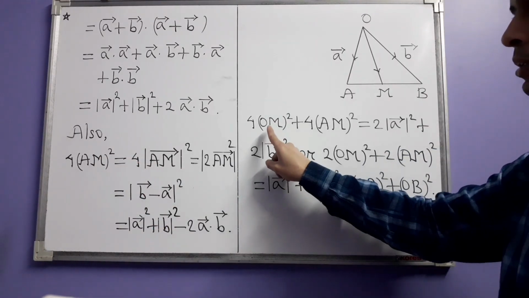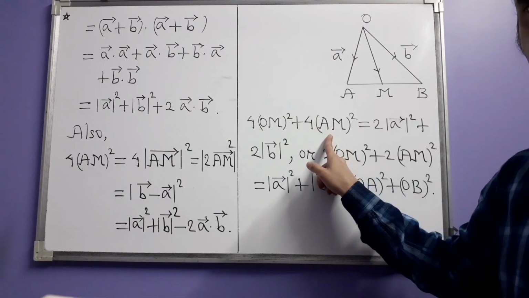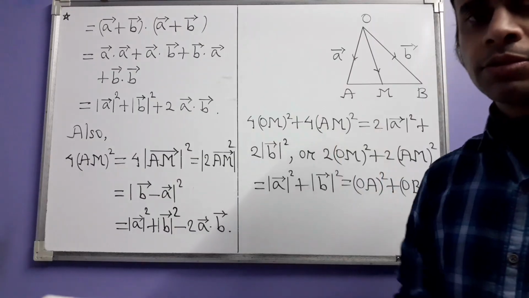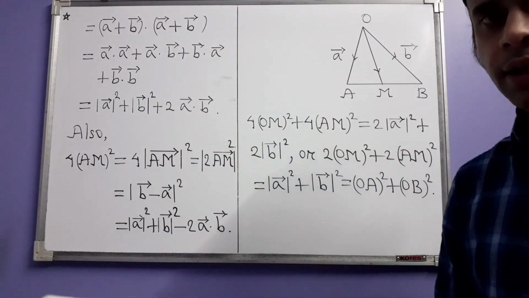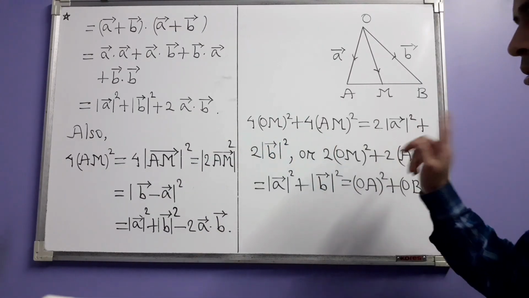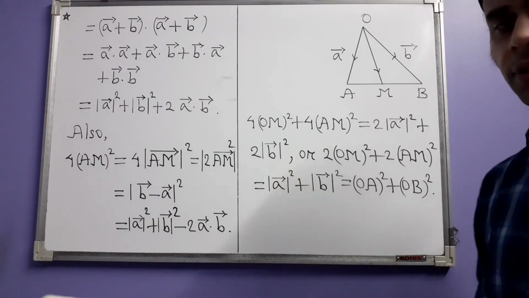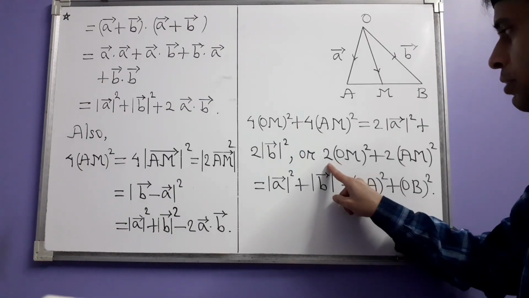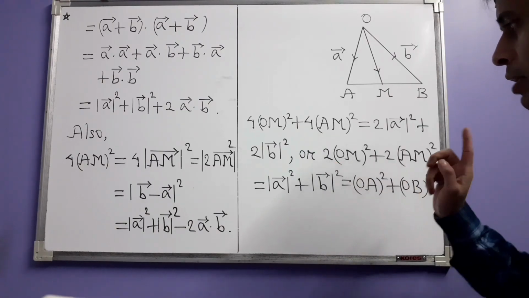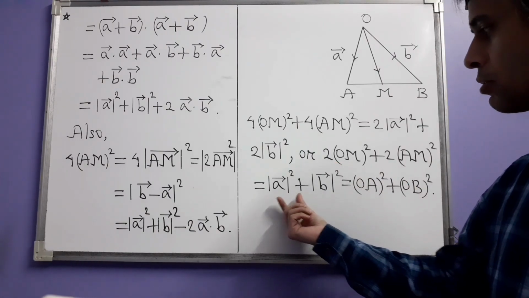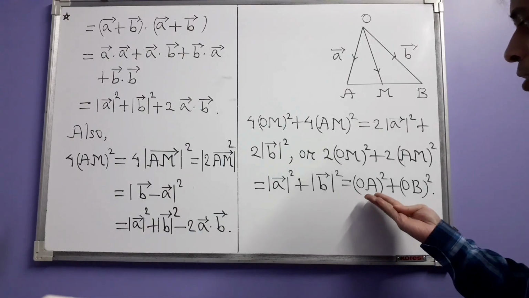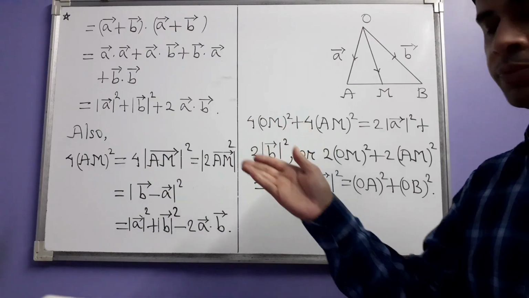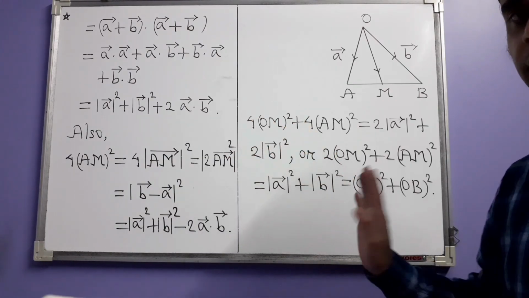So that way we get this plus 4 times AM squared equals, you get twice of these two things, and these two cancel out. So 2 times magnitude of A square plus 2 times magnitude of B squared, and then you cancel 2 from both sides. So that way you get 2 times OM squared plus 2 times AM squared equals this square plus this square, which is just OA square plus OB square. Now you go back and see the example statement. This is what you had to prove.